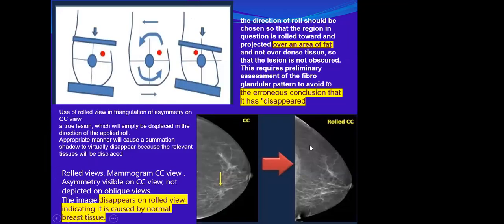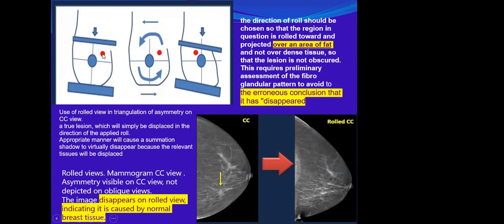Okay. So this is the direction of roll. This is in the superior breast. Here you are rolling laterally. Okay? If you are rolling laterally, look, the lesion will go with you laterally because it is in the superior breast. From the superior breast, it will go with you.